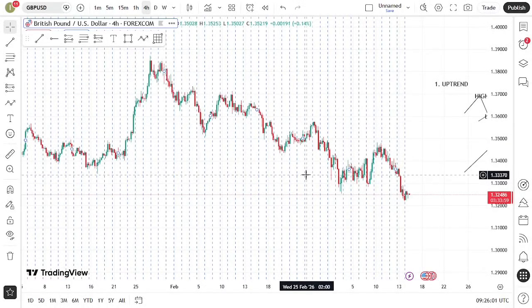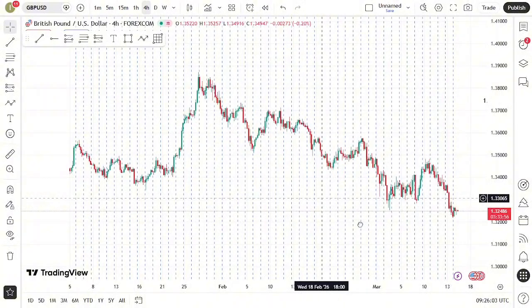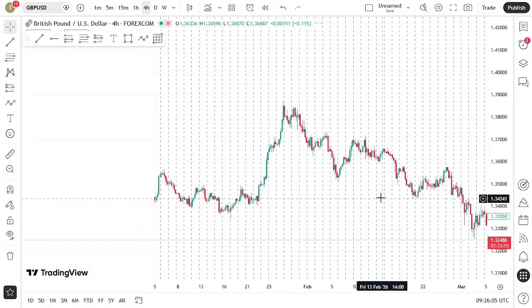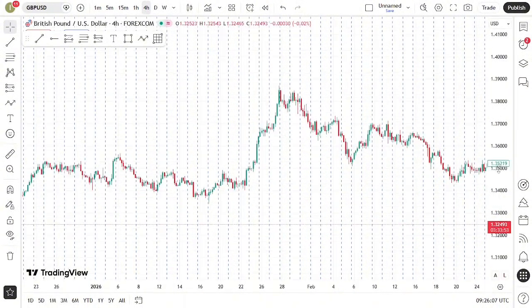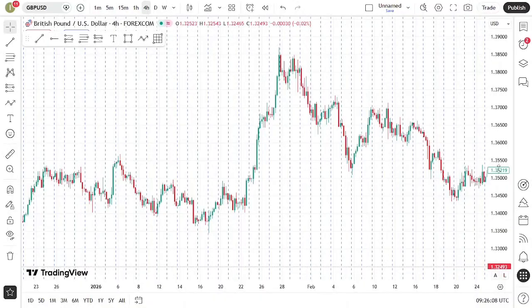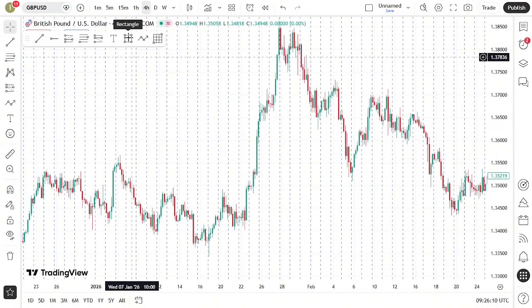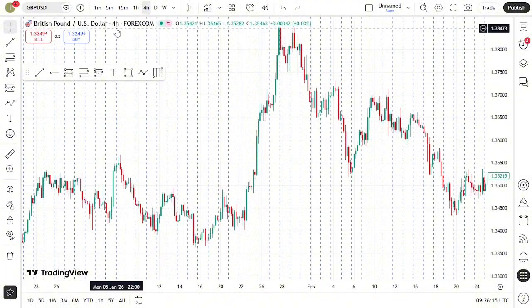Now, if you're serious about improving, here is what I want you to do. Open your chart like I have right now. This is my GBP/USD chart on the 4 hour time frame. This is your time frame. See where my pointer is. This is how to know where your time frame is.